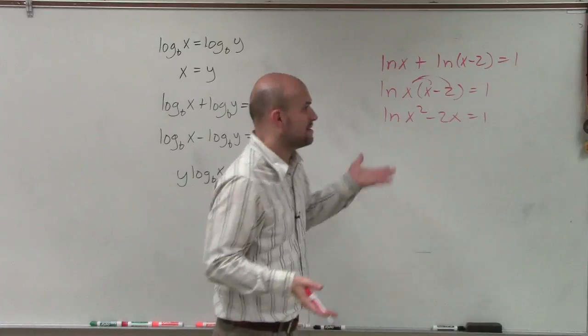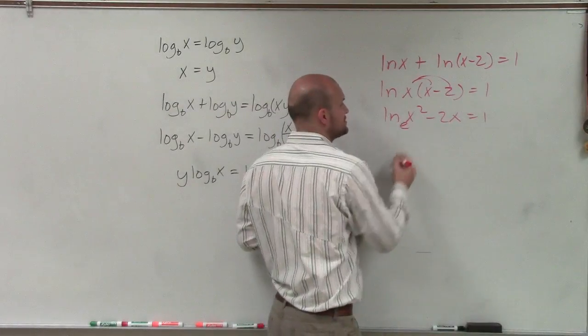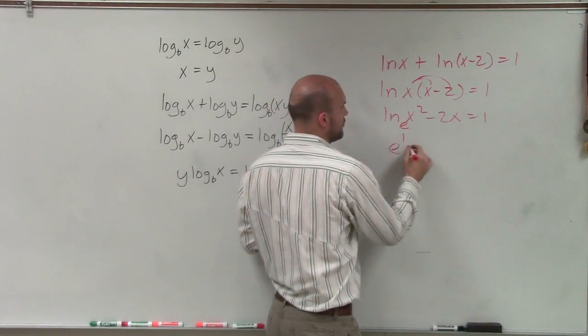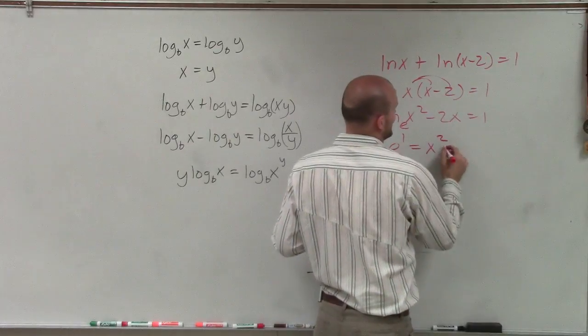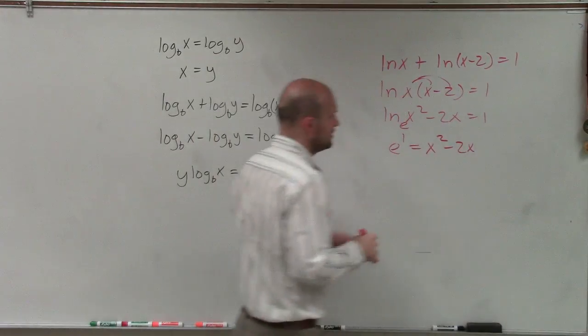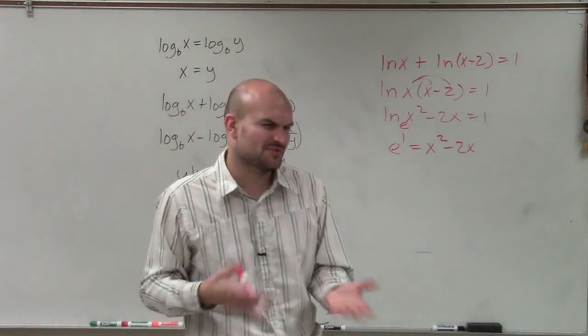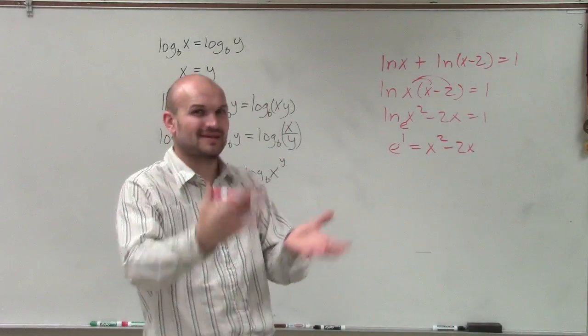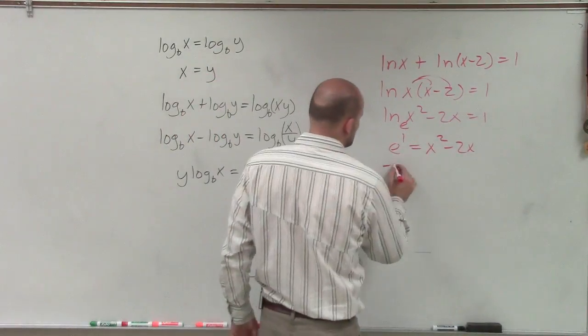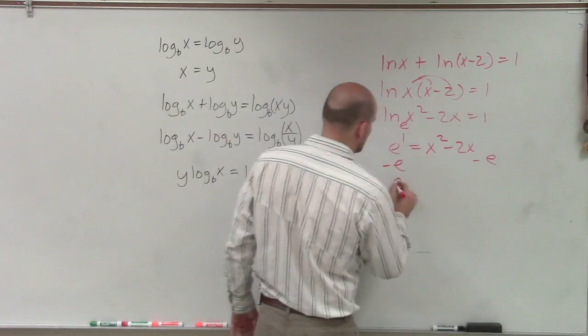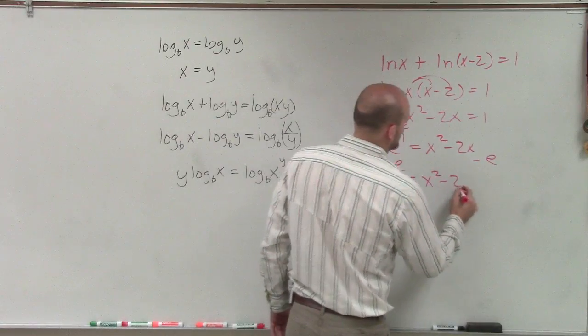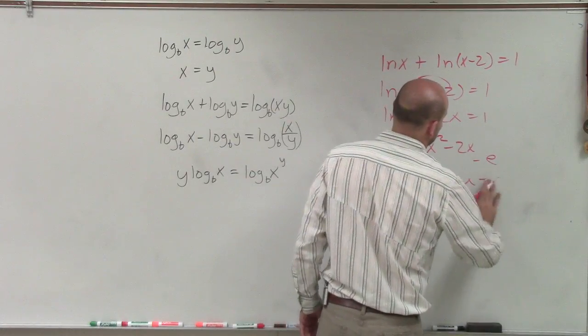And now what we need to do is remember a natural logarithm has a base e. So I can rewrite this into exponential form, which would be e to the first equals x squared minus 2x. All right. Well, now, ladies and gentlemen, when solving a problem like this, if we have an x squared and an x, we set them equal to 0. So I'll subtract an e on both sides. So I have 0 equals x squared minus 2x minus e.